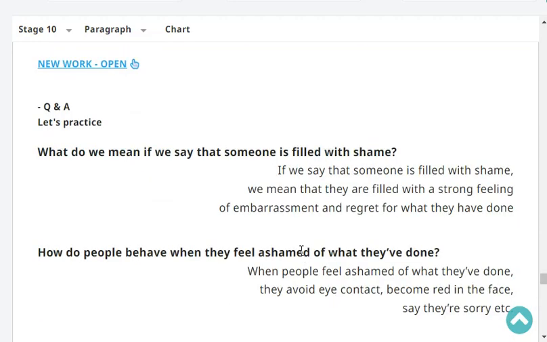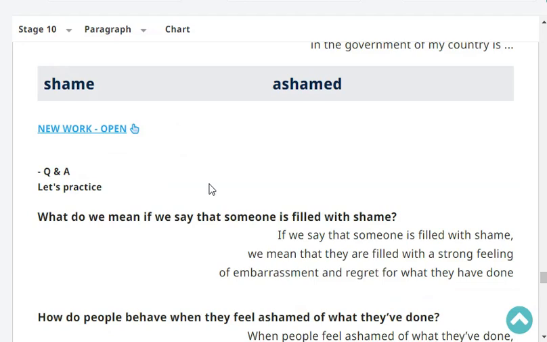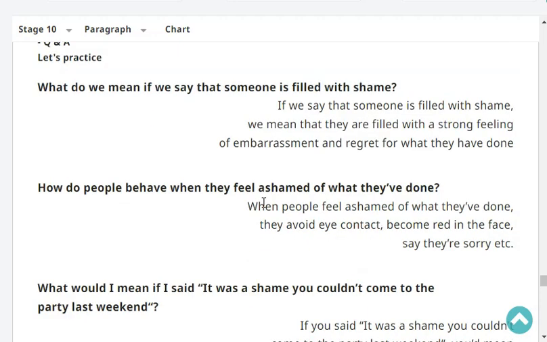Very good. What do we mean if we say that someone is filled with shame? If we say that someone is filled with shame, we mean that they are filled with a strong feeling of embarrassment and regret for what they have done.